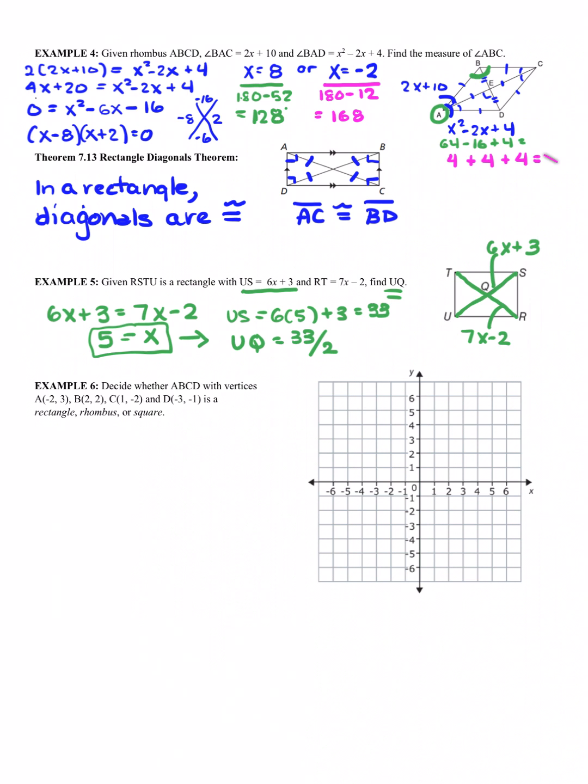All right, now this one, I'm going to talk a lot about shortcuts here. So we want to decide, after we plot this quadrilateral, is it a rectangle, a rhombus, or a square? I'm going to talk about some shortcuts here, but let's first plot this. So A is at -2, 3. Here's A. B is at 2, 2. So here's B. C is at 1, -2, and D is at -3, -1.